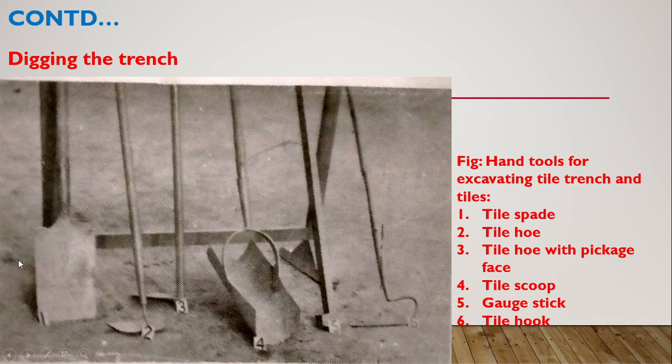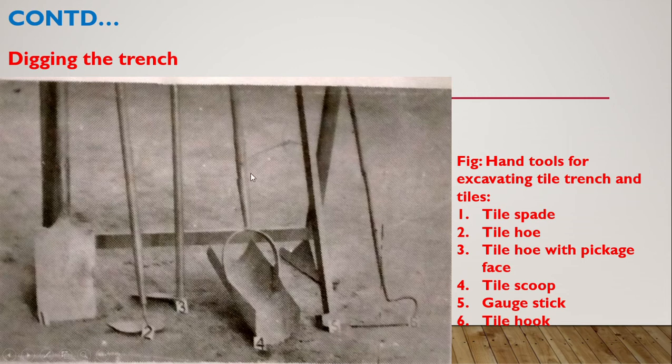This is the spade, which is used for creating the trench. And the second one is the tile hoe. These are some of the devices which are used for making tile drains. Tile hoe with pick face for removing the soil. This is tile scoop. This is semicircular in shape. It can be used for removing more soil. And this is the gauge stick for finding the depth of the tiles. For finding the correct, accurate depth, we have to use this gauge stick.